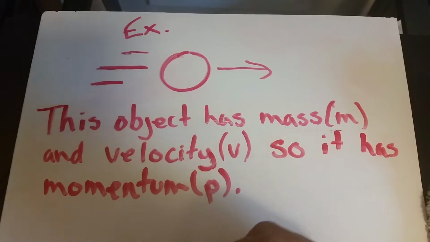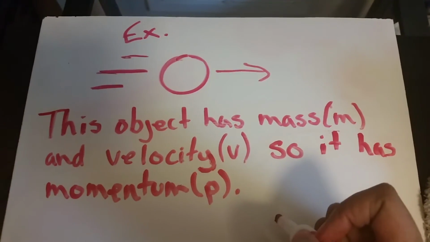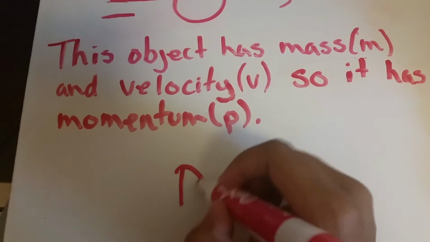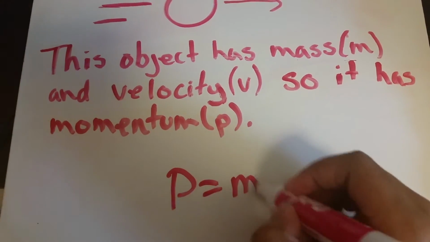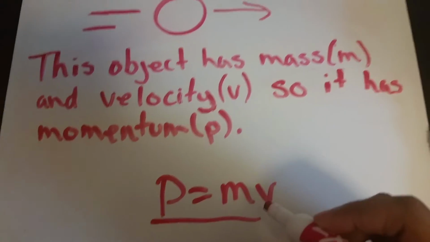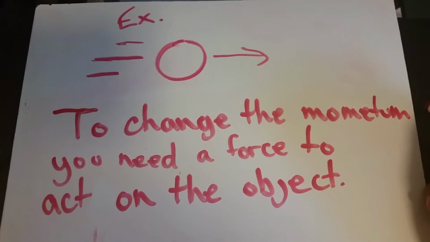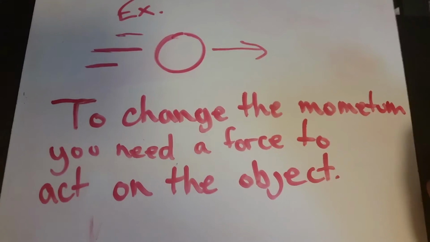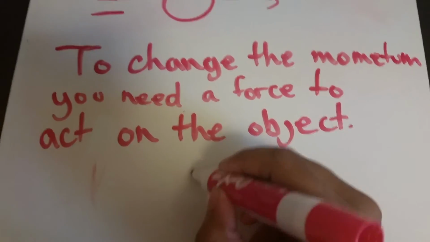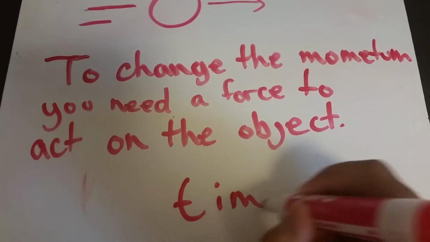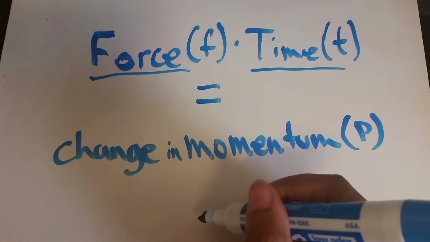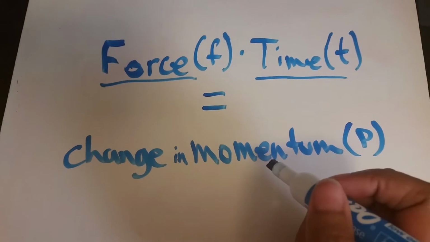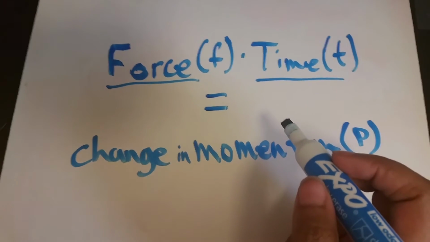When thinking of momentum, think of an object. This object has mass and velocity, so it has momentum. To change the momentum of this object, you would need to apply some type of force over a given amount of time. The force over time will create a change in momentum because these two are equivalent.